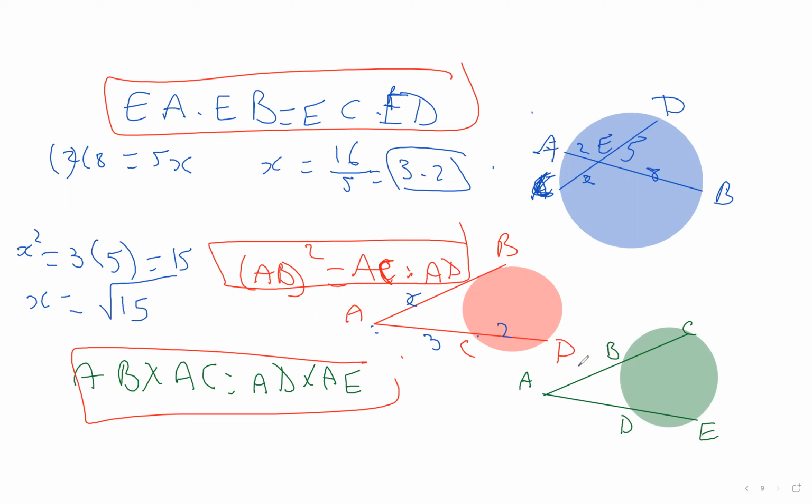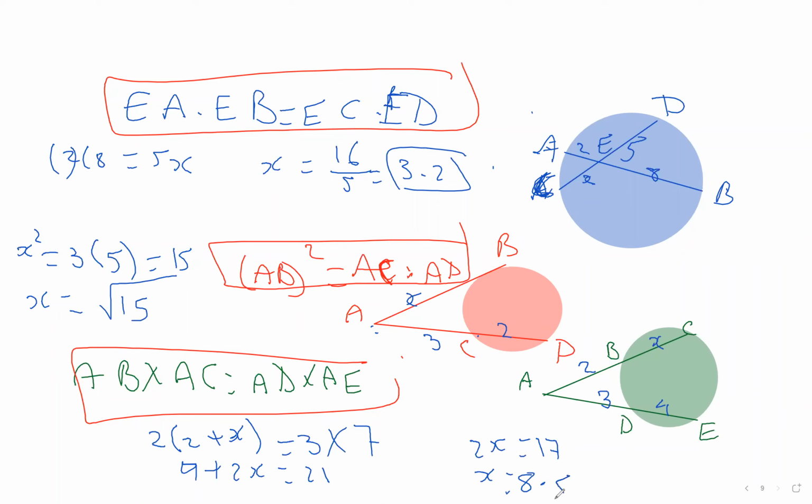If this side is 2, and this side is x, and this side is 3, and this is 4, then in this relation you write 2 times 2 plus x equals 3 times 7. Then 4 plus 2x equals 21, then 2x equals 17, then x equals 8.5.